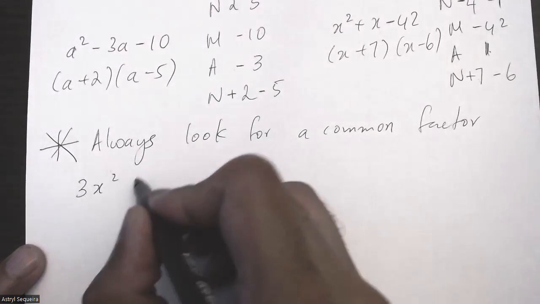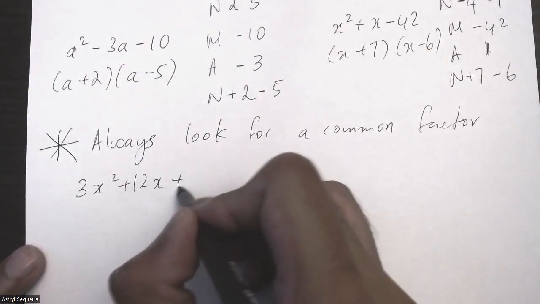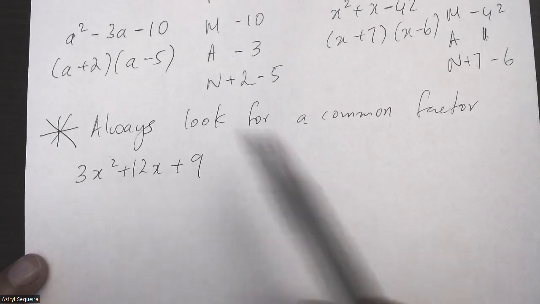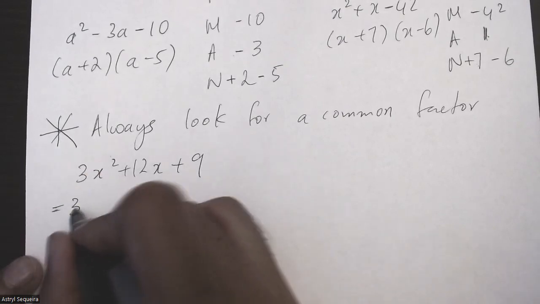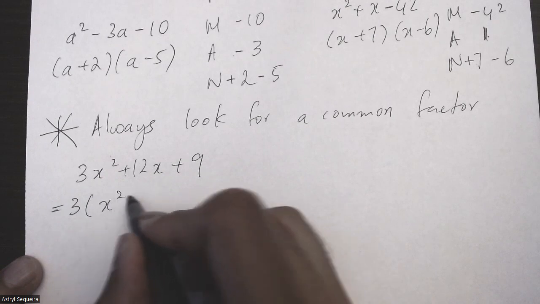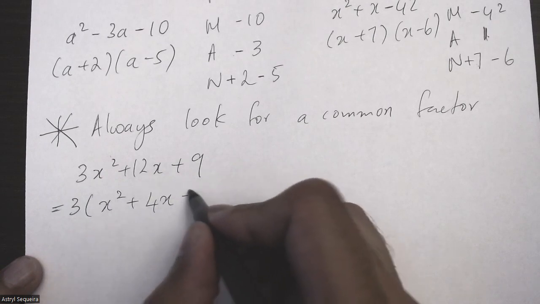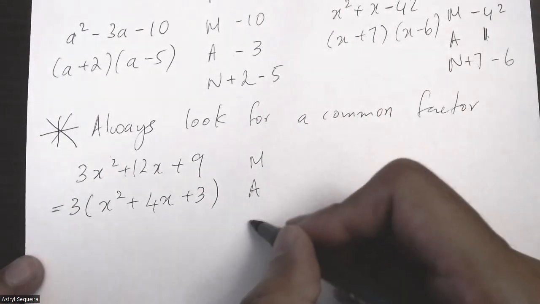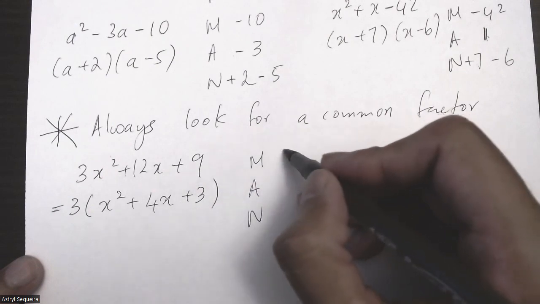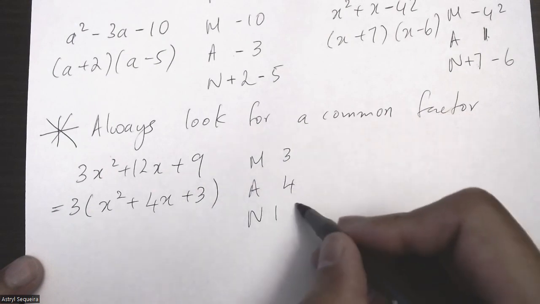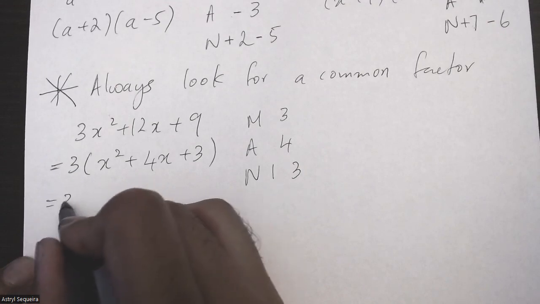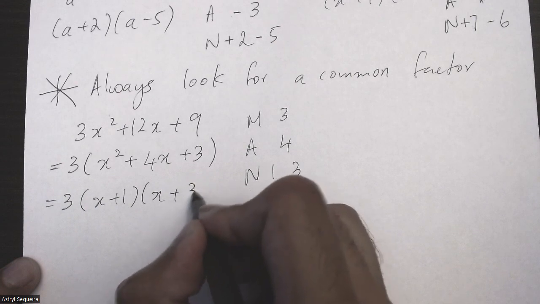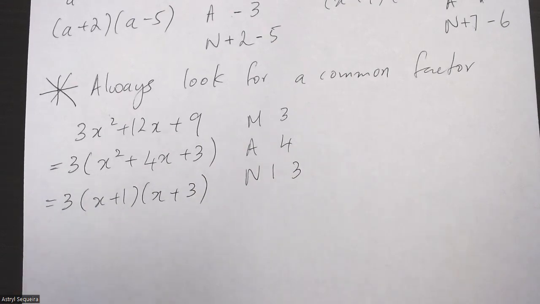So 3x squared plus 12x plus 9. Now you might think this is a complex trinomial because there's a number here. But what you notice is that you can actually common factor out a 3, left with x squared plus 4x plus 3. And on the inside here is now a simple trinomial that I can factor with my man method. So what multiplies to 3 and adds to 4? It's 1 and 3. So I'll leave my common factor out there. My solution is 3 times x plus 1 times x plus 3.